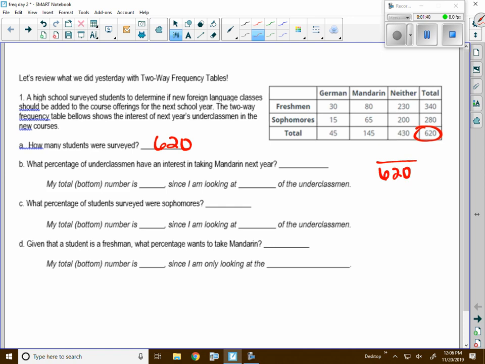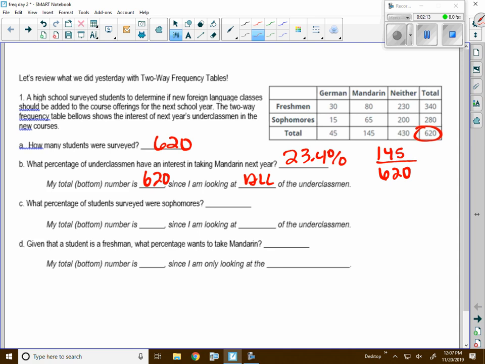And how many of them are interested in taking Mandarin? 145. So we'll do 145 divided by 620. And we get about 23.4%. And that total is 620 because we're looking at all of the underclassmen. And those are the only types of students that were questioned.